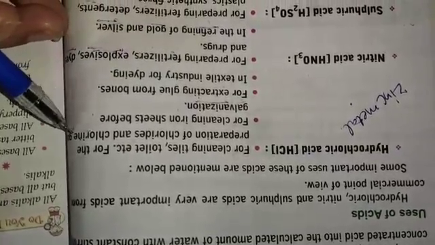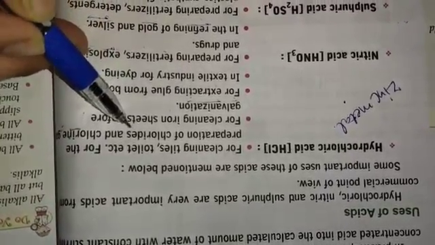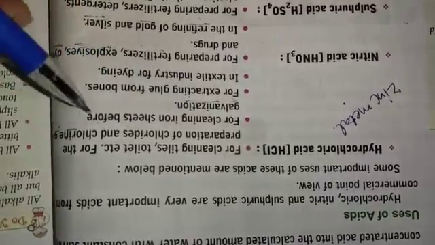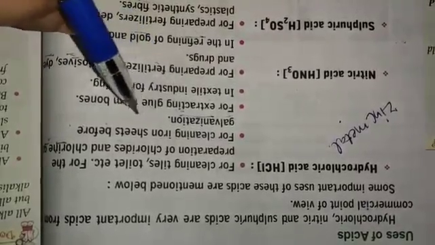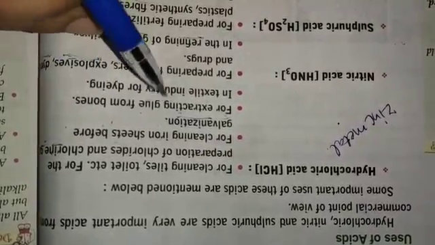Chlorine gas, in the form of chlorine tablets, we use for cleaning water. Hydrochloric acid can also be used for the preparation of chlorides like NaCl, sodium chloride, which we call salt. It is also used for cleaning iron sheets before galvanization.